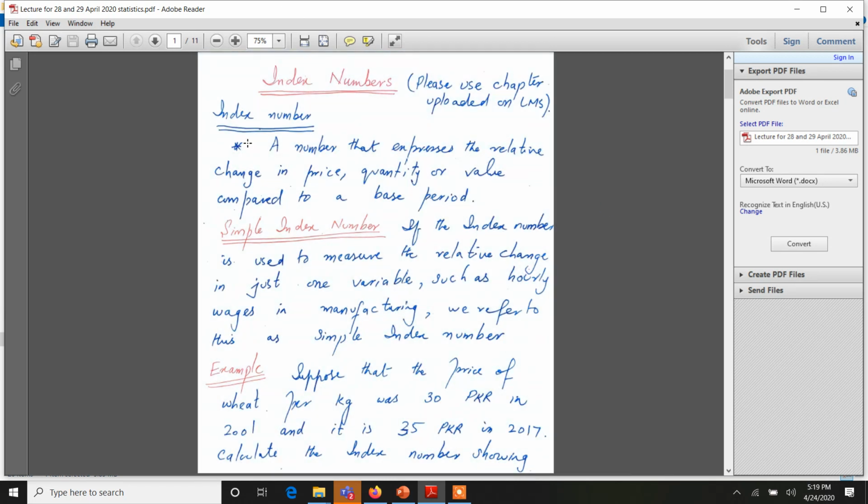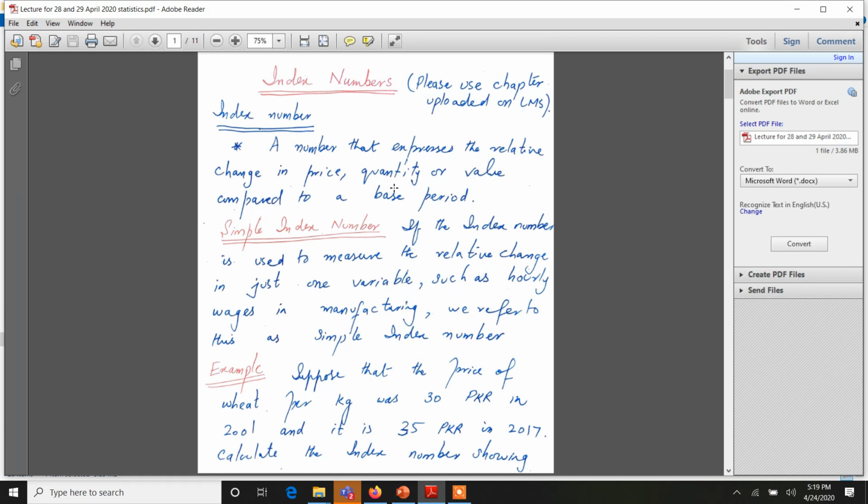Okay, so what's an index number? It's a number that expresses the relative change in anything. That change could be price, quantity, or value. These concepts are so frequently used in the domain of economics that it's very easy for students of economics to understand that we are frequently interested in analyzing changes in price, changes in quantity, or changes in value.